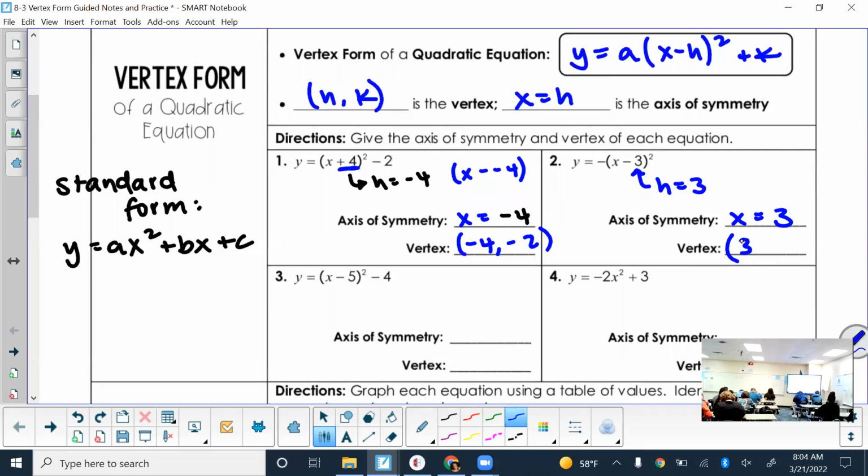My vertex, well, we know that x will be 3. The y of my vertex, or the k, what number is in the k position? 0. There's nothing being added or subtracted over here. So it's like doing plus 0. So questions on that?